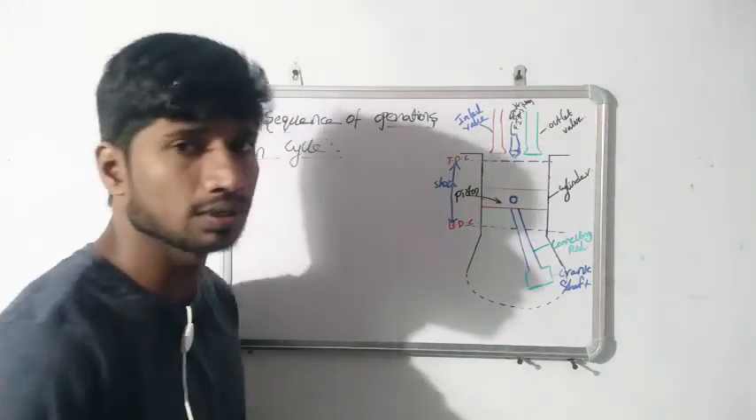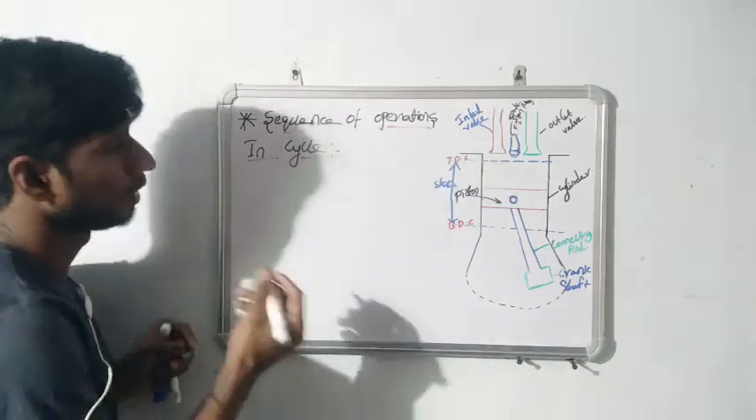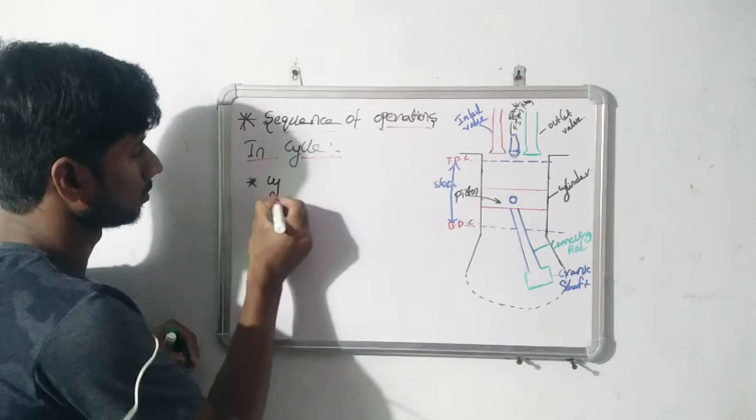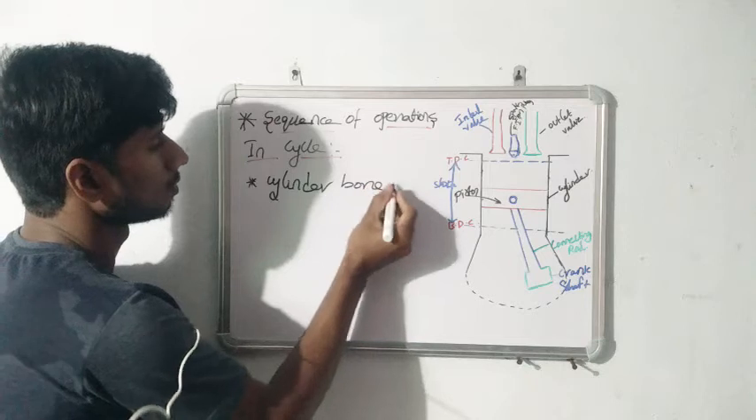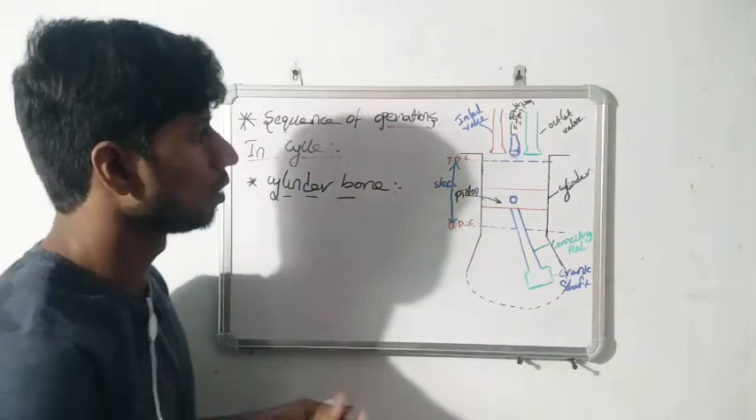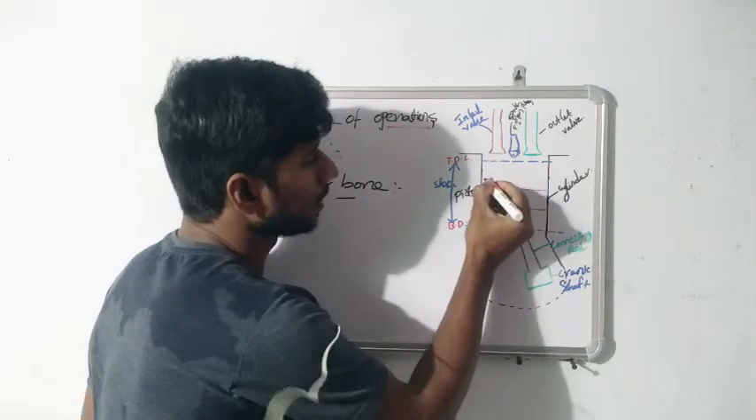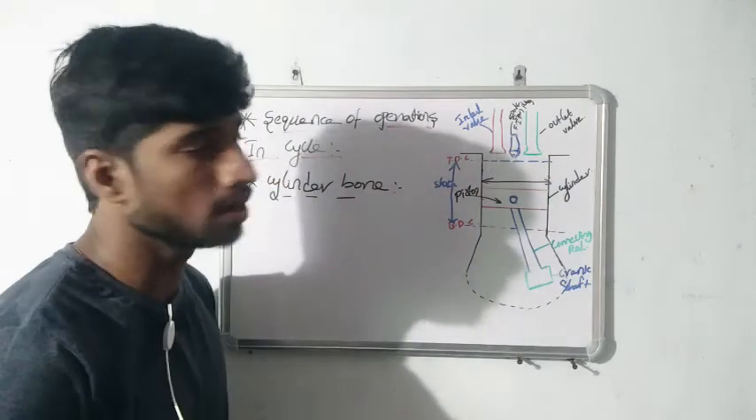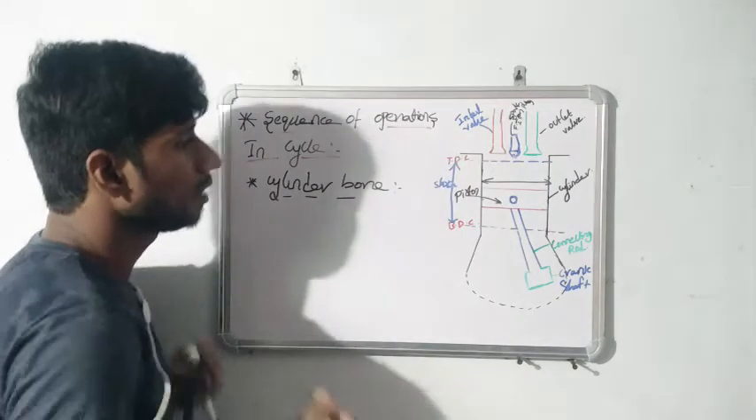Before this, it's better to discuss some basic definitions regarding this topic. First one is the cylinder bore. The inside diameter of the engine cylinder. So the inside diameter of the engine cylinder is called cylinder bore, or simply bore. It is measured in mm.